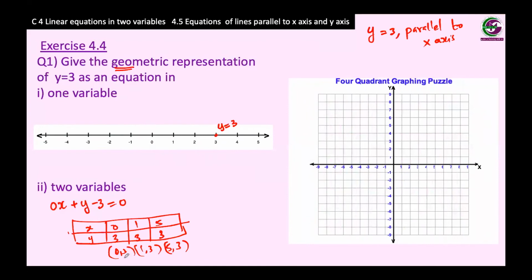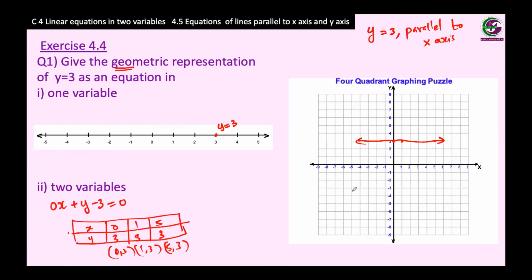Let us see how to mark it using coordinates. (0, 3), here it is. (1, 3), again here it is. (5, 3), again here it is. So see, it is a line parallel to the x-axis passing through the point 3 on the y-axis.